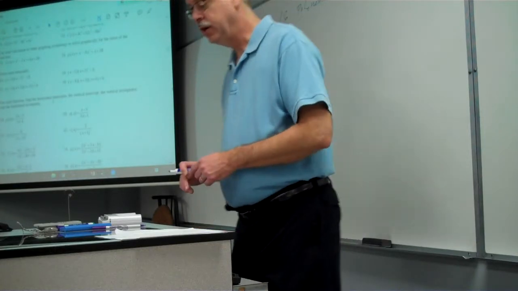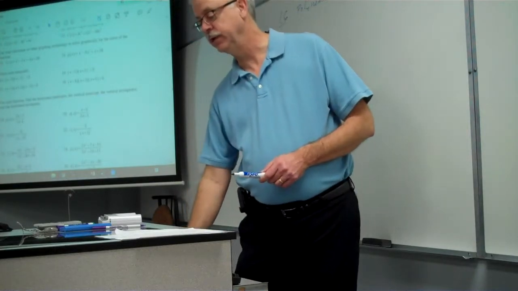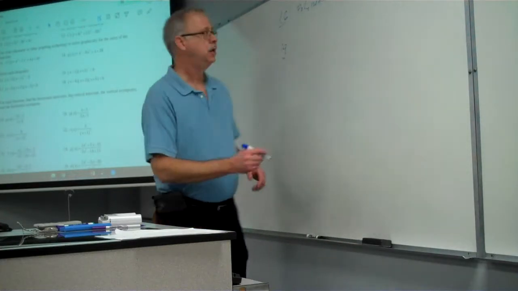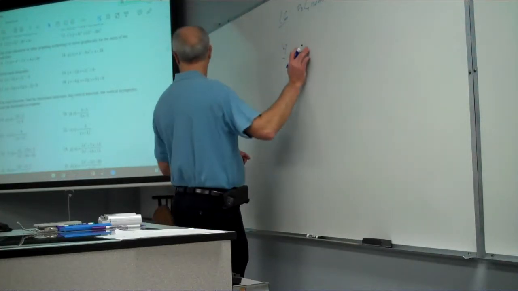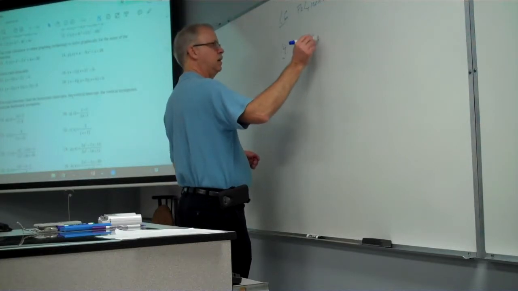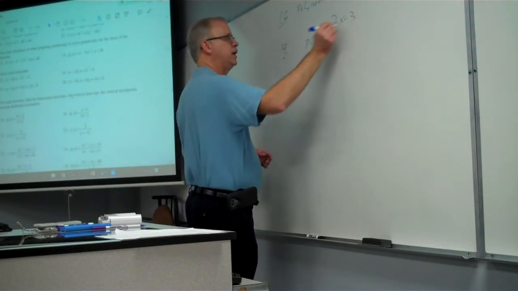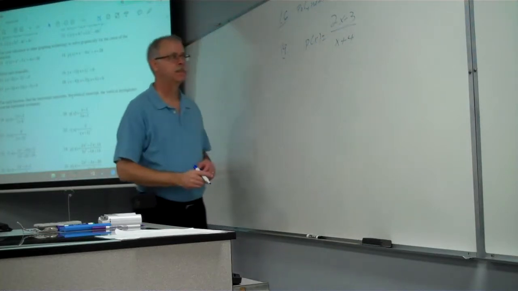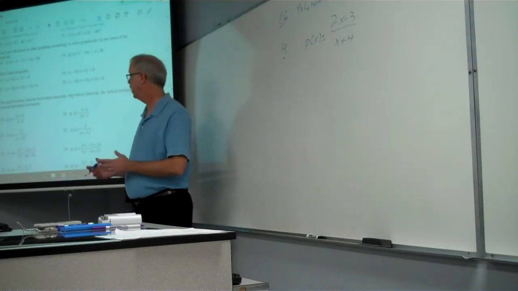So 19, for each function, find the horizontal intercept, the vertical intercept, the vertical asymptotes, and the horizontal asymptote. So we've got this rational function, 2x minus 3 over x plus 4. And there are four things they're asking us to find.